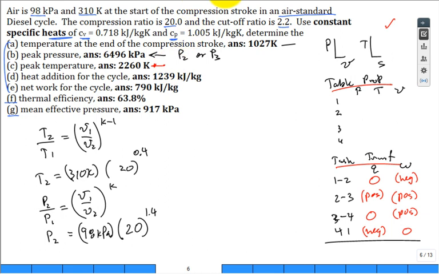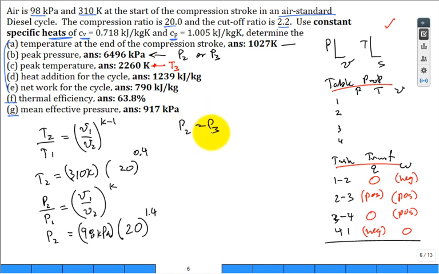Isn't that T3? Yeah. How do I calculate T3? Well, knowing T2, I can continue to go, because what did we get? That V2 is equal to V3. No, that's not true. That was true for the Otto cycle. It's P2 is equal to P3.